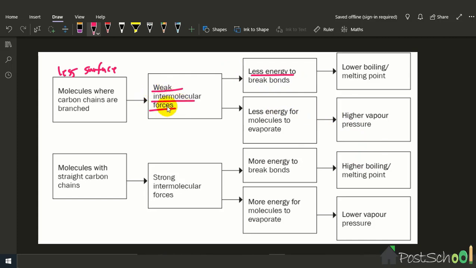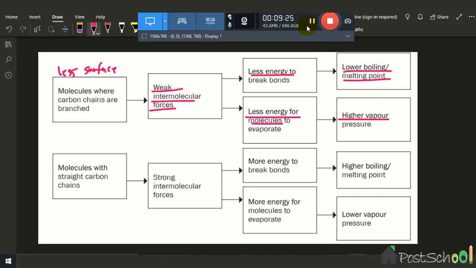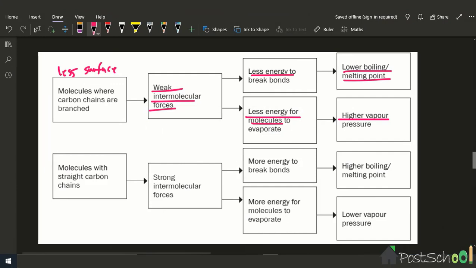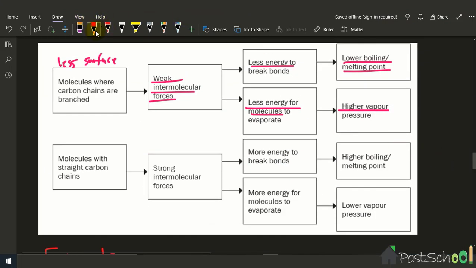So weak intermolecular forces, less energy to break bonds, lower boiling point and melting point, less energy for molecules to evaporate. If there's less energy, that means there's higher vapor pressure. Once lower, that means vapor pressure is decrease. So once energy ya less, that means ke lapho kuzoba na lower boiling point. Once energy futhi ya less, that means there will be a higher vapor pressure.